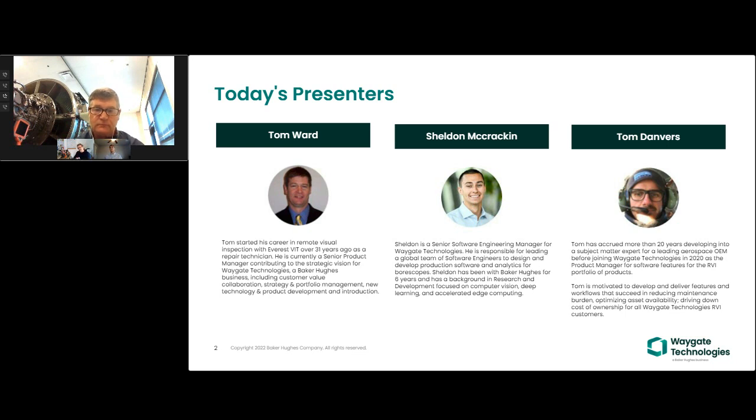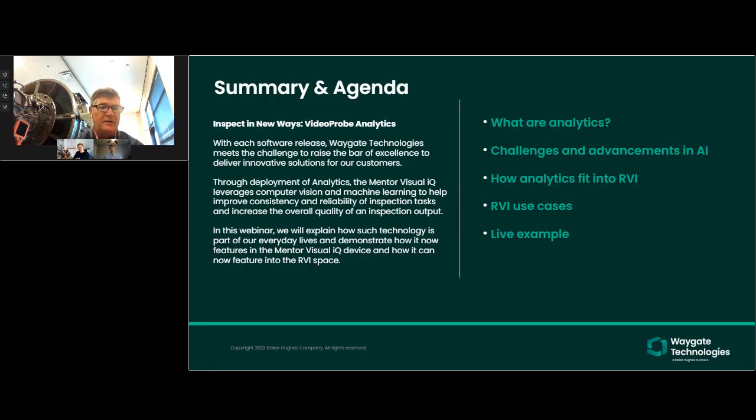And then if I just talk a little bit about our agenda here, we're going to talk about what analytics are, kind of demystify what these things are, and how they're used in the world today, all over the place, really. Sometimes you won't even know they're being used. We'll also talk about challenges and advancements around artificial intelligence. And then we'll pivot over into how these fit into the remote visual inspection world, share some use cases in RVI currently, and lastly, we'll do a live example. So we'll go into the engine that we have here in Skaneateles, New York, and share with you a live example of how some of these analytics work.